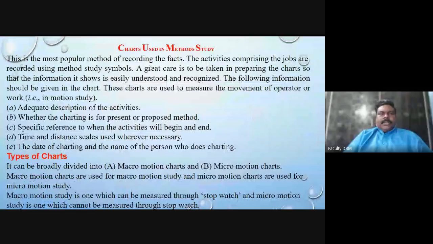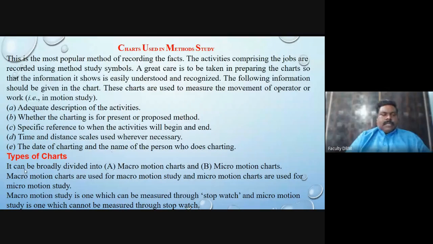So, charts used in method study. In this, an adequate description of the activities will be there. Whether the charting is of the present or proposed method, we are going to mention that. Specific reference, specifically what we are going to see in the charts: when activities begin and end, time and distance scales used where necessary, the date of charting, and the name of the person who does the charting also, because we need to ask him how he has made it.